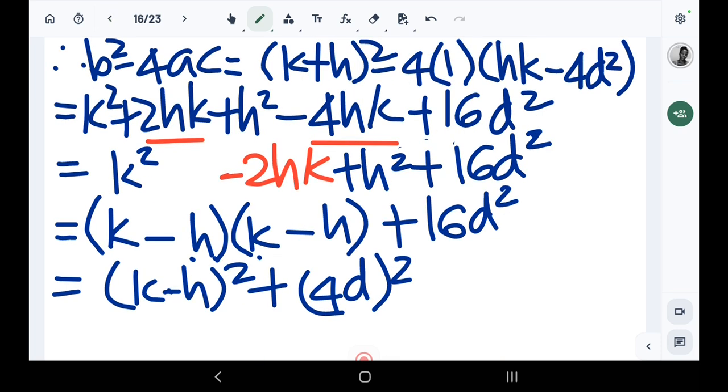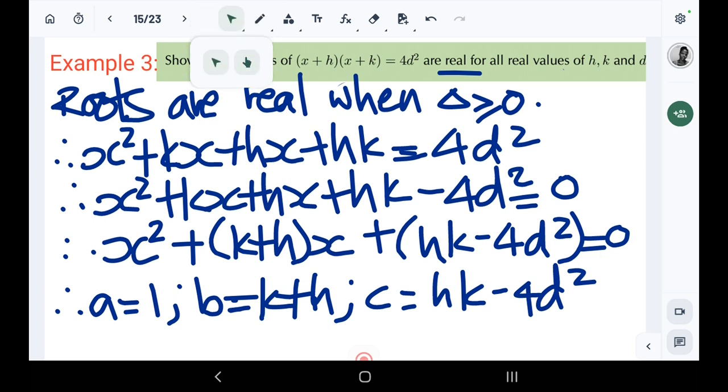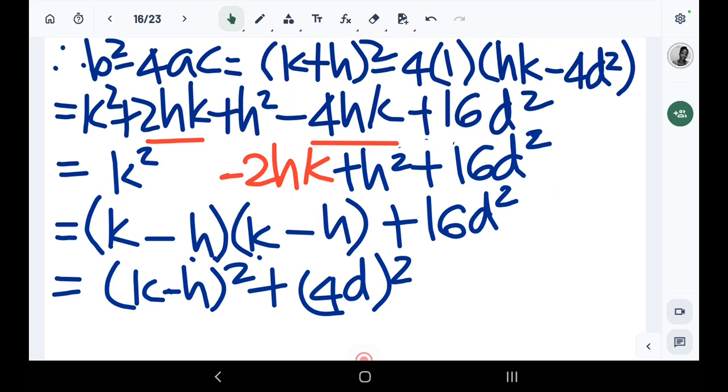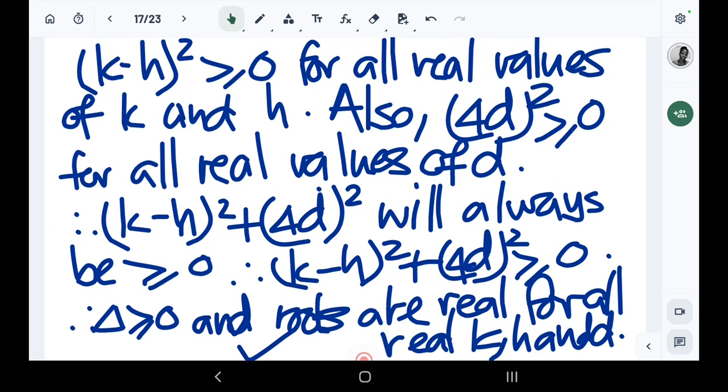Let's go back to the question. The question was, show that the roots of this are real for all real values of H and K. And we've shown it. Our discriminant will always be positive, and that's how you show the roots are always real.